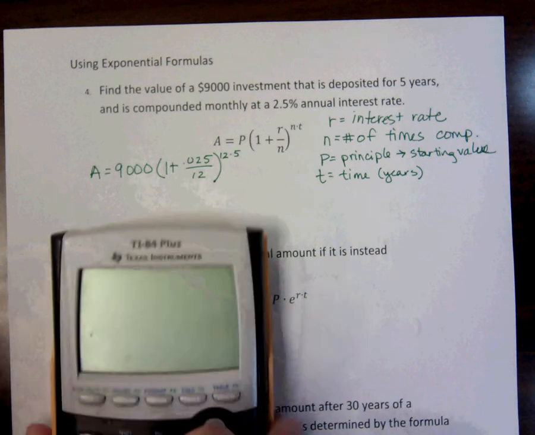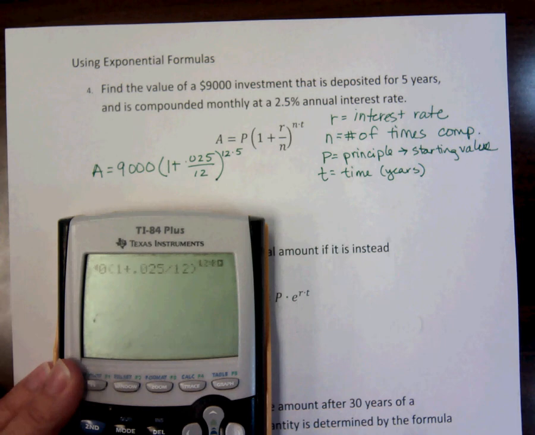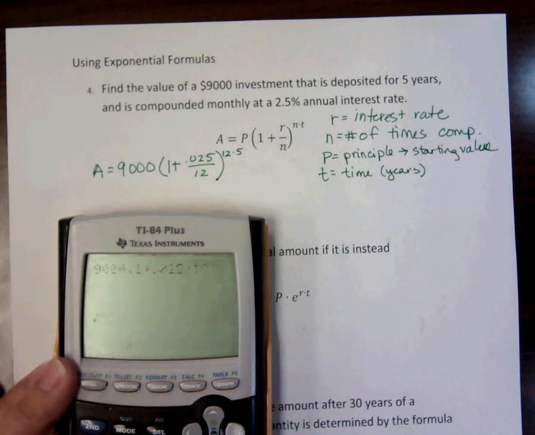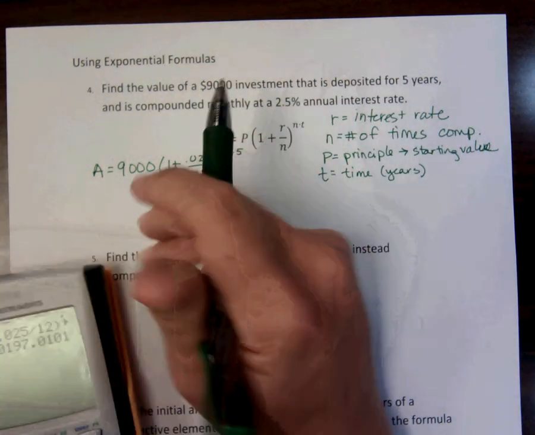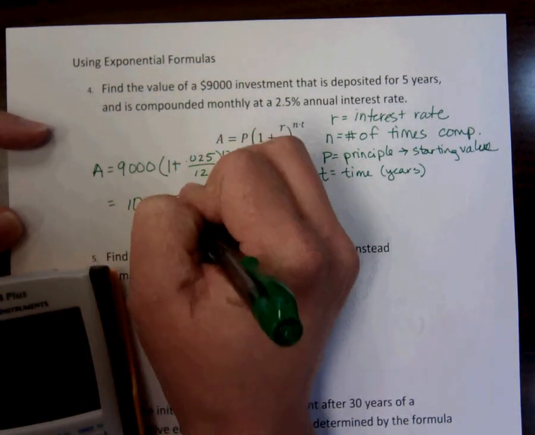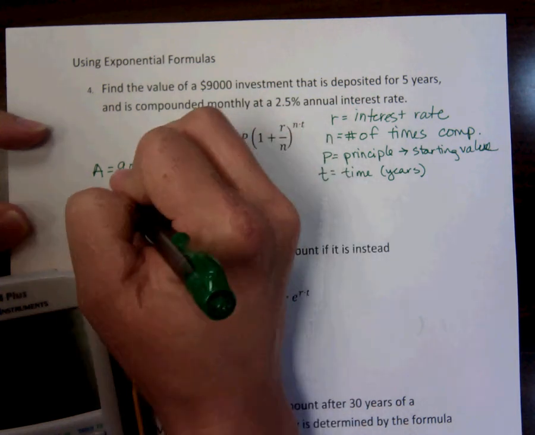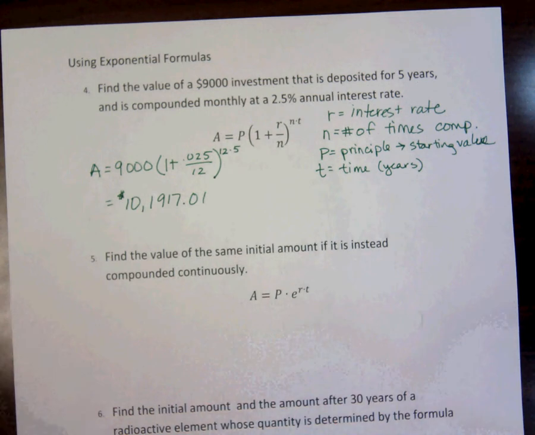You can type this straight into your calculator. You shouldn't need anything fancy. So you're just doing 9,000 times 1 plus your interest rate over 12. And then your exponent needs to have both the 12 and the 5. You shouldn't need parentheses. It should stay up there. And then you get the amount in that account. So after these 5 years, our bank account would now have $10,000, $197 and a penny. If you care about your rounding, if we're talking about money, make sure you round to dollars and cents.